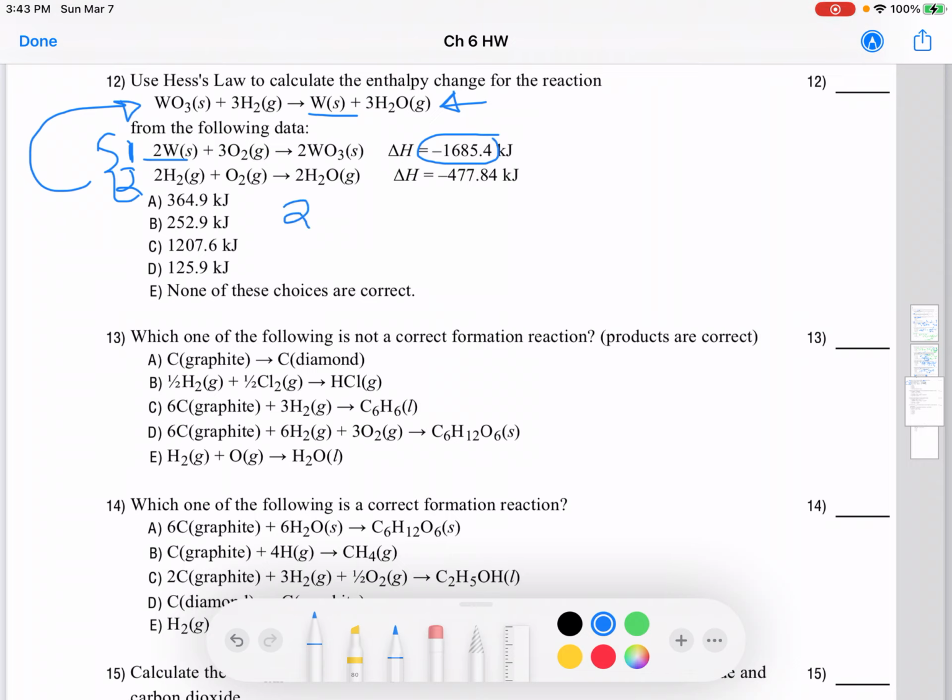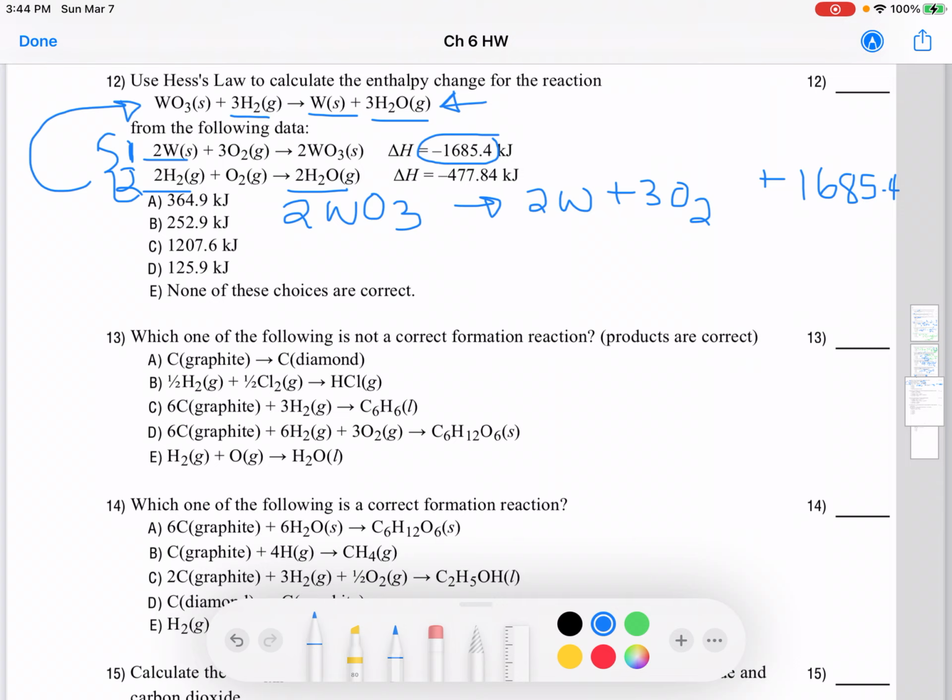That will give you 2 WO3, giving you 2 tungsten plus 3 oxygen, but the sign is going to change to plus 1685.4. The next one, we have hydrogen as a reactant and hydrogen as a reactant, water product, water product. So the second reaction, we can keep it like that.